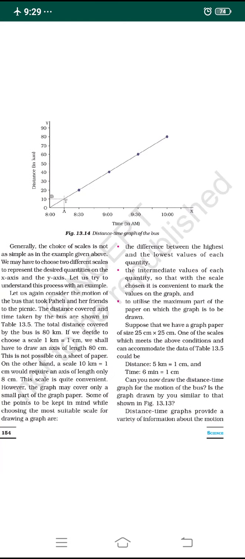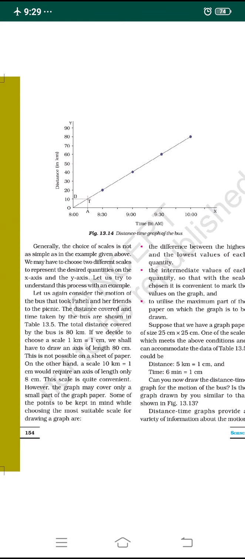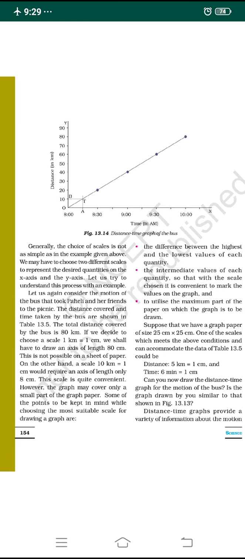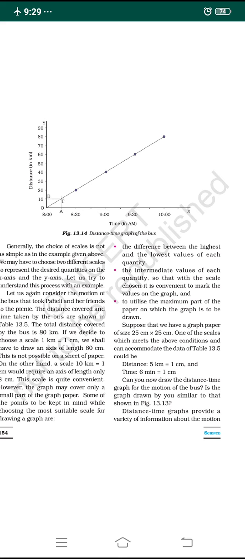Next, when choosing the most suitable scale for drawing a graph, there are some points we have to keep in mind. First, the difference between the highest and lowest values of each quantity. Second, the intermediate values of each quantity, so that with the scale chosen it is convenient for us to mark the values on the graph. And the third is to utilize the maximum part of the paper on which the graph has to be drawn. We must make use of the complete paper.